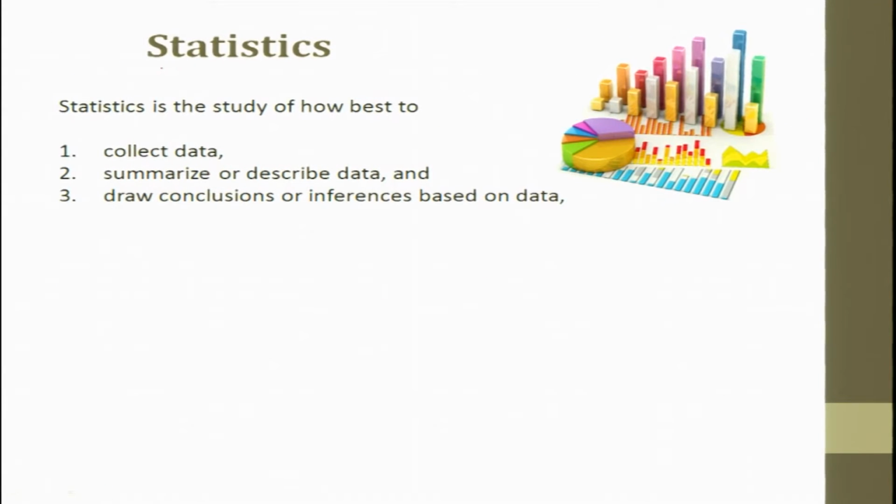So what is statistics? Statistics is the study of how best to, number 1, collect the data. What is the way to collect data? From where is the data obtained? Is the data obtained from the primary source, or is the data obtained from some handbook? The data can be of 2 types here. The data can be primary or secondary.